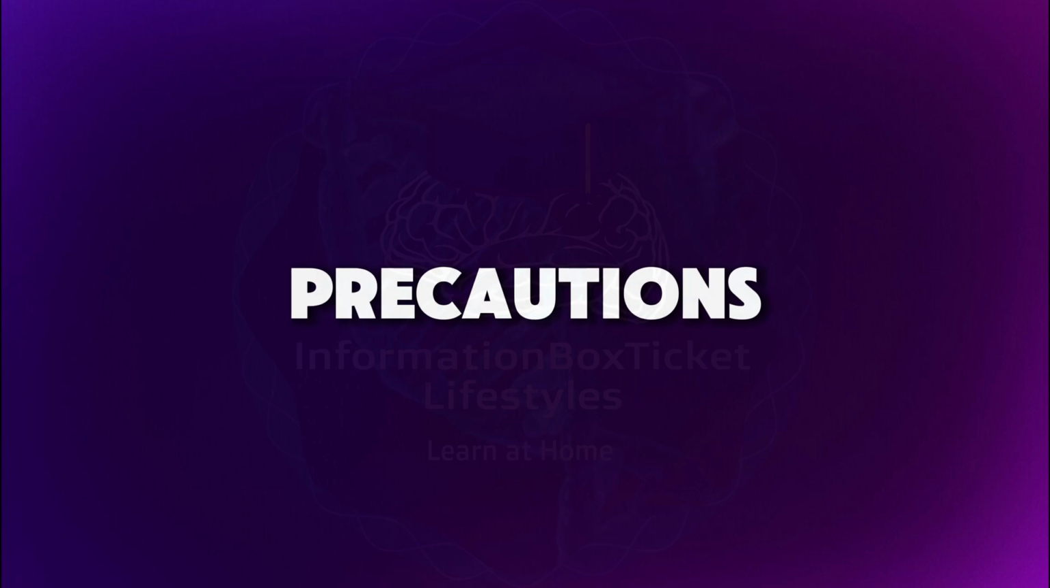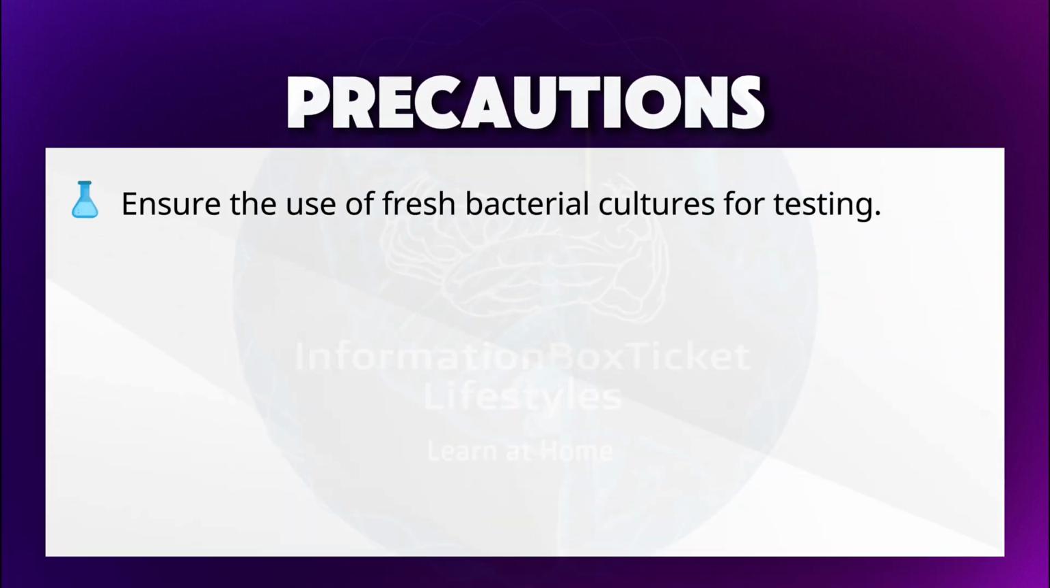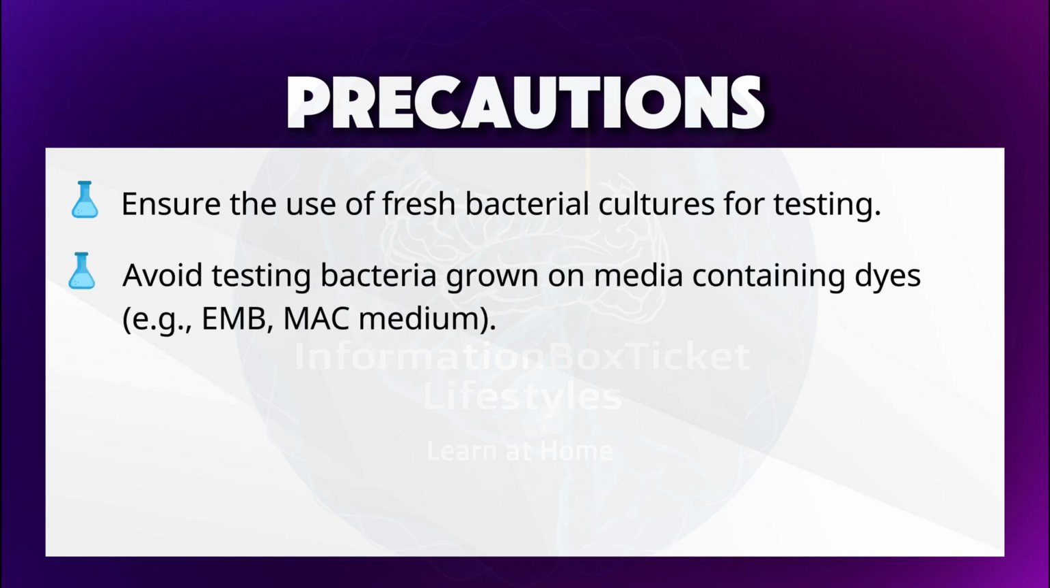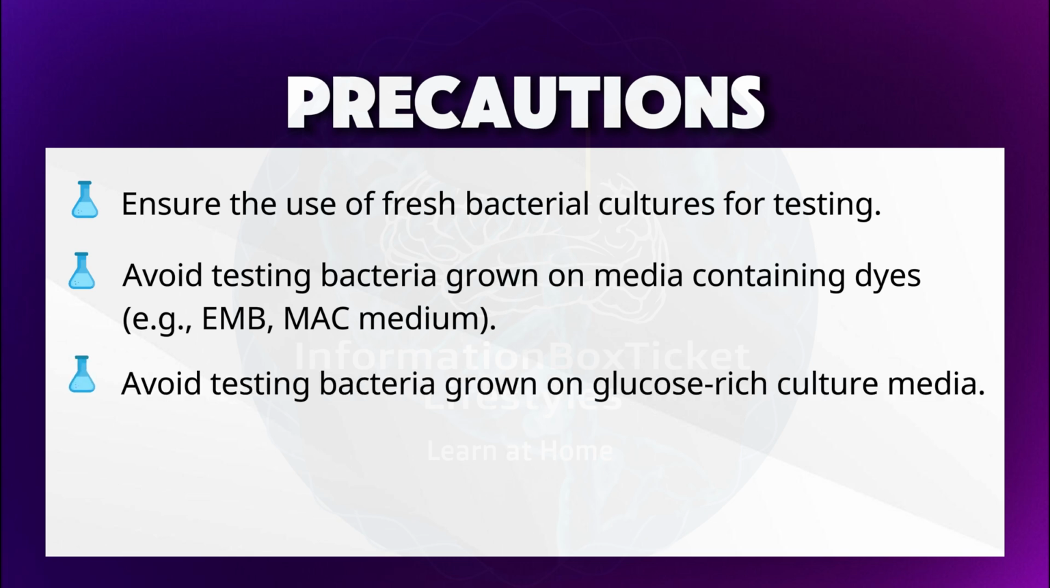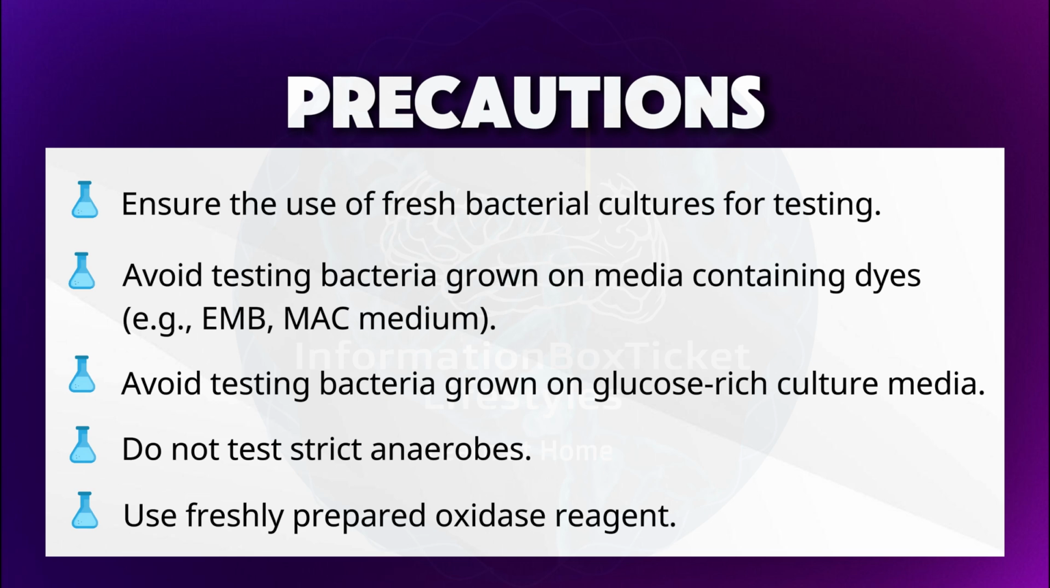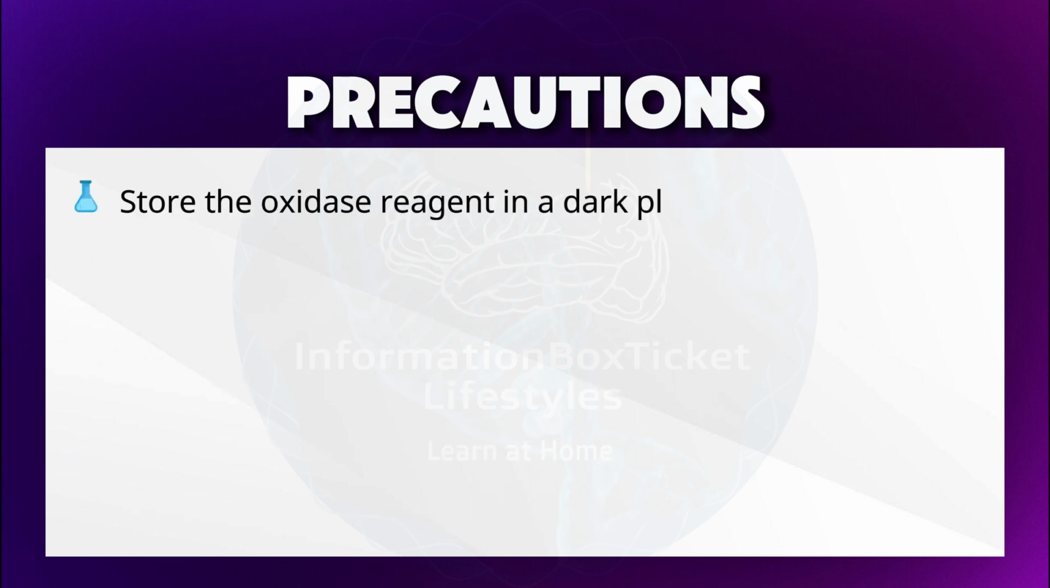Precautions during oxidase test. Ensure the use of fresh bacterial cultures for testing. Avoid testing bacteria grown on media containing dyes, for example, eosin methylene blue, MacConkey medium. Avoid testing bacteria grown on glucose-rich culture media. Do not test strict anaerobes. Use freshly prepared oxidase reagent. Store the oxidase reagent in a dark place at -20 degrees Celsius.